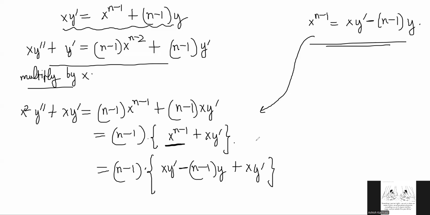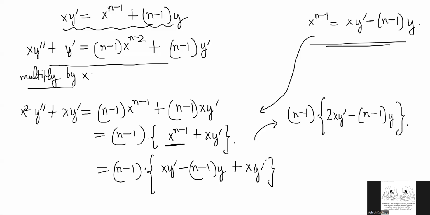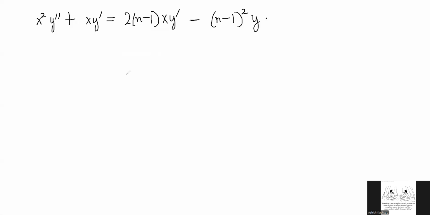So I'm getting now n minus 1 multiplied by 2xy dash minus n minus 1 into y, right? And the left hand side is untouched, right? So if you now combine everything, I'll write it on the next screen. I get x square y double dash plus xy dash is equal to 2n minus 1 xy dash minus n minus 1 whole square y, right?